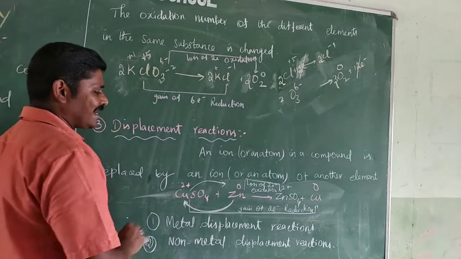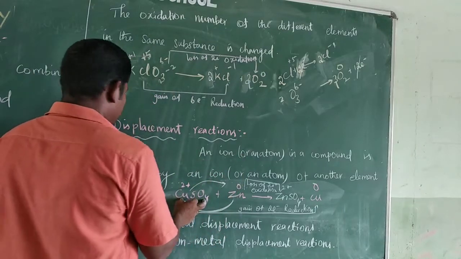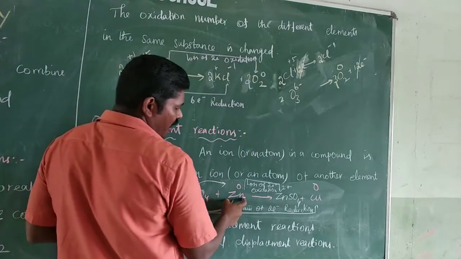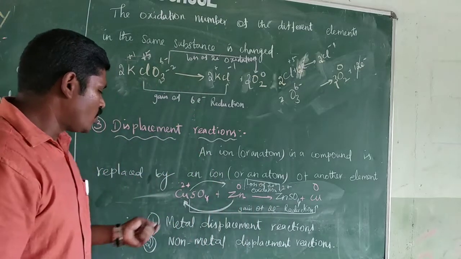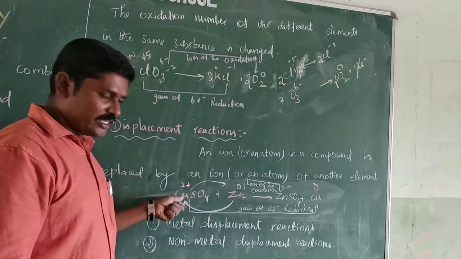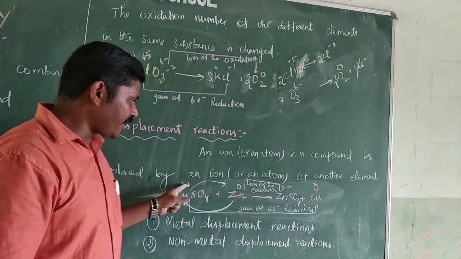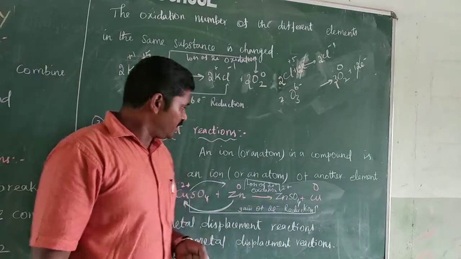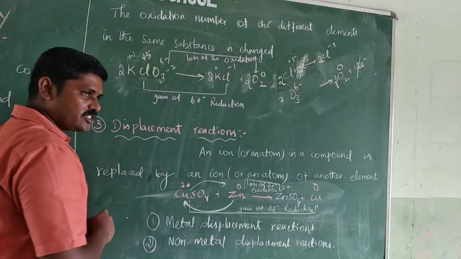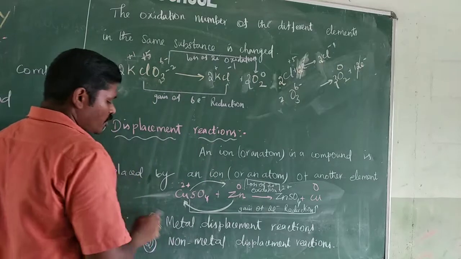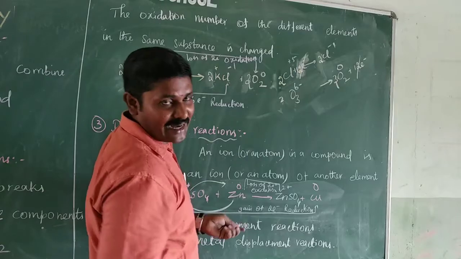Okay, so a redox reaction in which an ion or atom in a compound is replaced by an ion or atom of another element. The copper 2 plus in the copper sulfate solution is displaced by zinc, which converts to zinc 2 plus and reduces copper 2 plus to copper. This reaction is a displacement reaction. The displacement reactions are further classified into two types. One is a metal displacement reaction, another one is a non-metal displacement reaction.